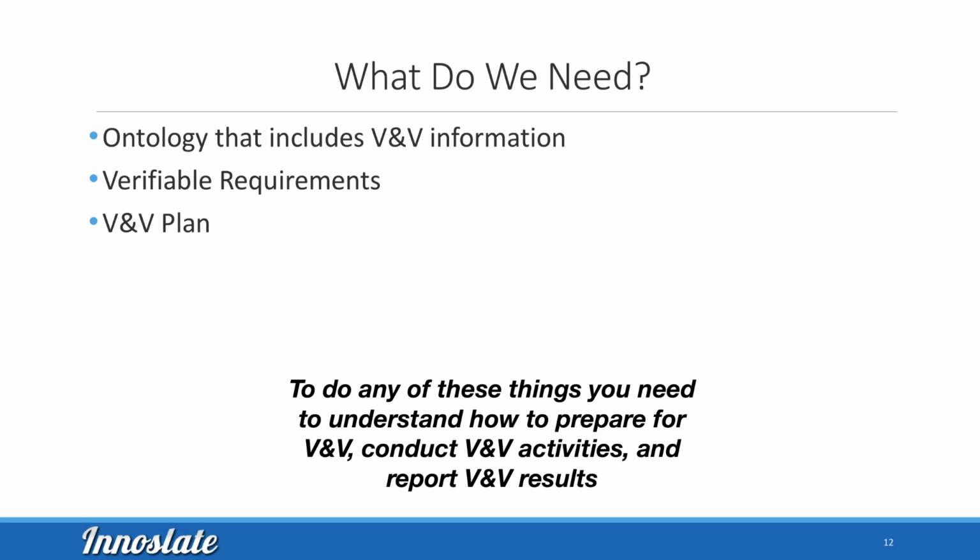So what do we need for that? We need an ontology that includes verification and validation information. We need to make sure we're going to capture the right information as we go through the process. We also need verifiable requirements. Most of the time the requirements we get from the customers are, shall we say, difficult to work with. They are all over the map.